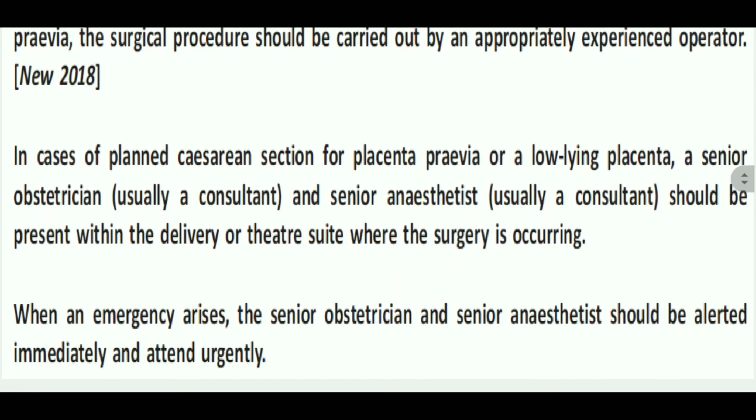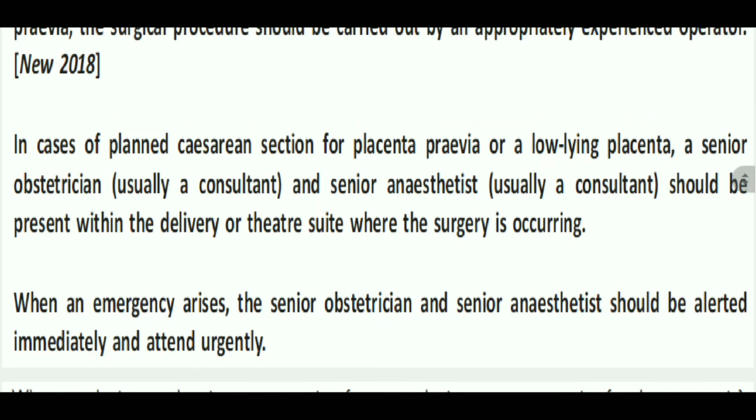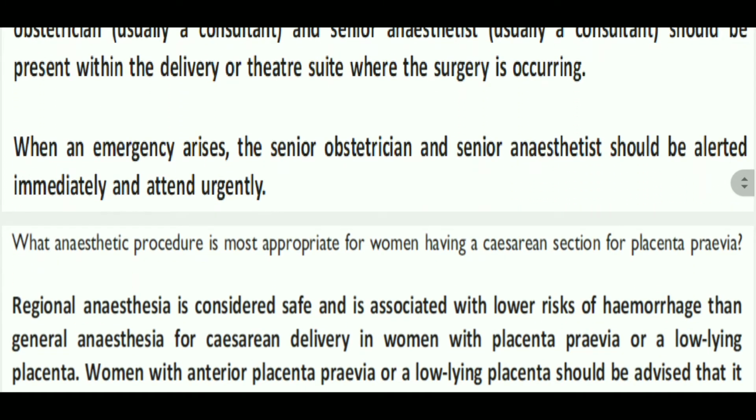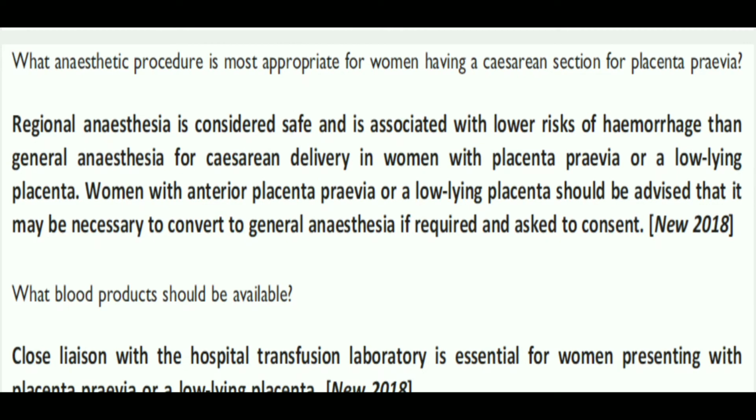Okay, and in case of planned cesarean section for previa or low-lying placenta, a senior obstetrician and senior anesthetist should be present. These two consultants should be present at the delivery, within the delivery or theatre suite where the surgery is occurring. And when an emergency arises, these two people should be alerted immediately and attend urgently. Now, what type of anesthesia is appropriate for these women? It's written that regional anesthesia is considered safe because the risk of hemorrhage is lower in this as compared to GA.